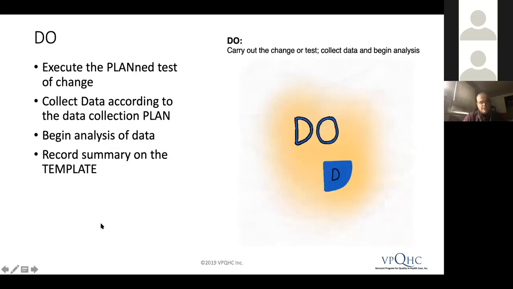Do is talking about executing that planned test of change. And this is the next section on the template: carry out the change or test, collect data, and analyze. So you're going to collect the data according to the data collection plan that you planned out in the plan stage, and begin the analysis of that. And by that, I mean just looking at the overall data and seeing if there's any major obvious implications from the data itself without starting to get into statistics or anything like that.